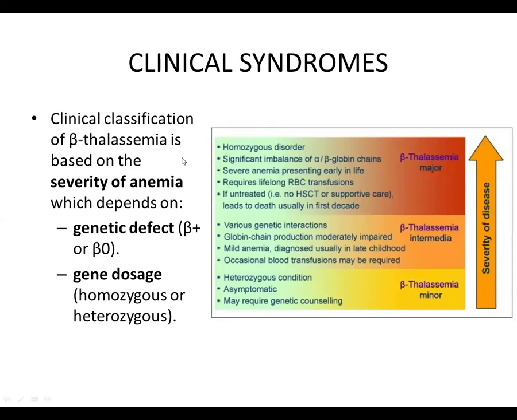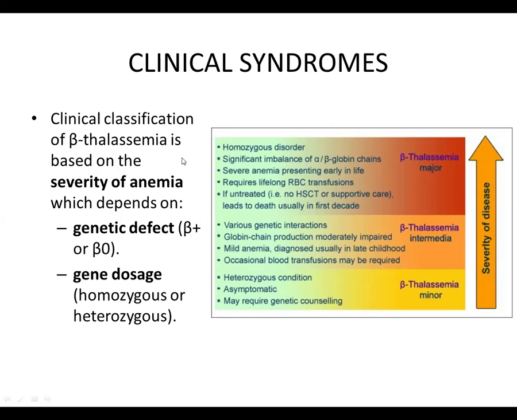So when the disorder is homozygous, when both alleles of the beta globin chain gene are mutated, this results in beta thalassemia major. This is a very severe condition and it requires lifelong RBC transfusions. Ultimately, hematopoietic stem cell transplantation is required.